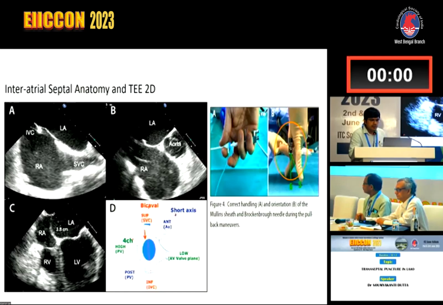And the puncture, as I have already discussed, is generally done in the 5 or 6 o'clock position. If the right atrial anatomy is larger, if the right atrium is quite big, you may rotate your needle, Brockenbrough needle, to 6 or 7 o'clock position as well.